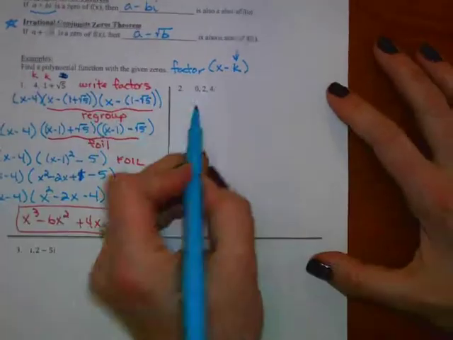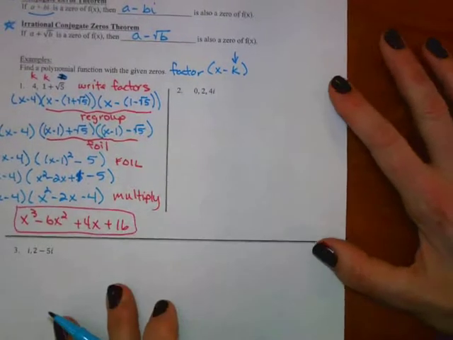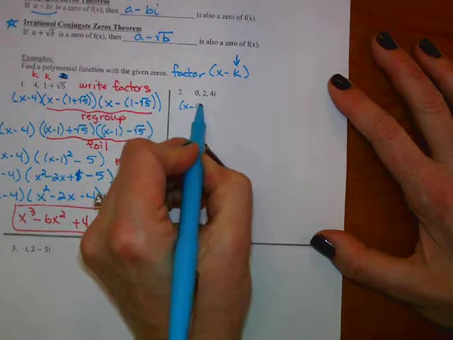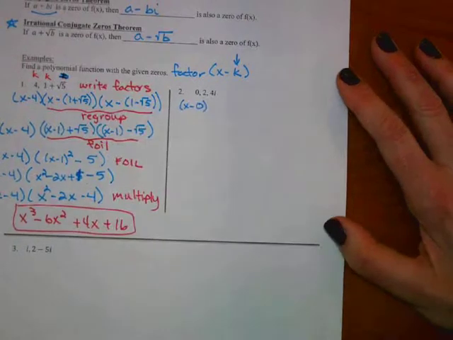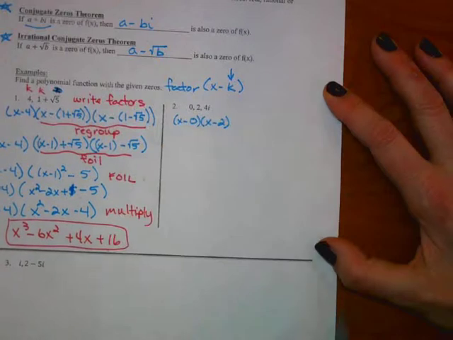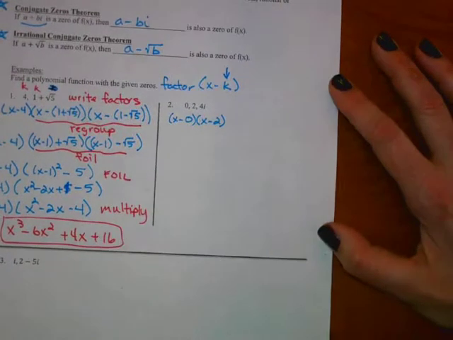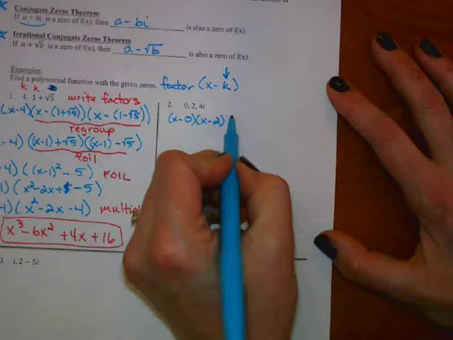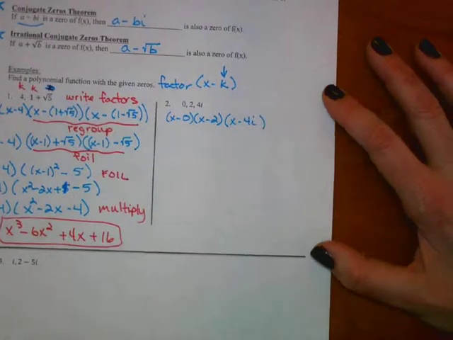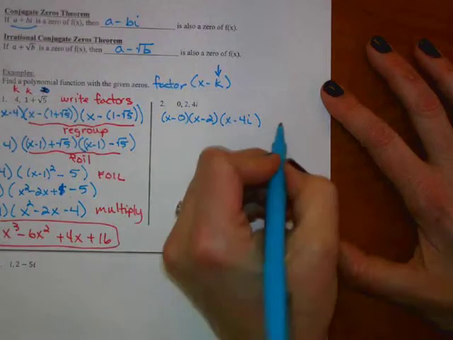So again, we've been given the factors here. The first one I'm going to write x minus 0. You don't have to, you could just write x, doesn't matter. And then the second factor would be x minus 2. And then the third factor would be x minus 4i. And I also know then I have what? x plus 4i.